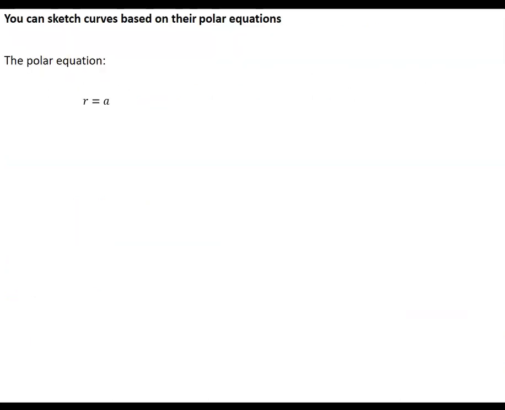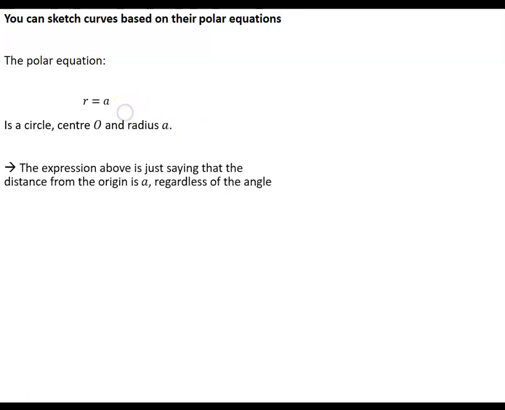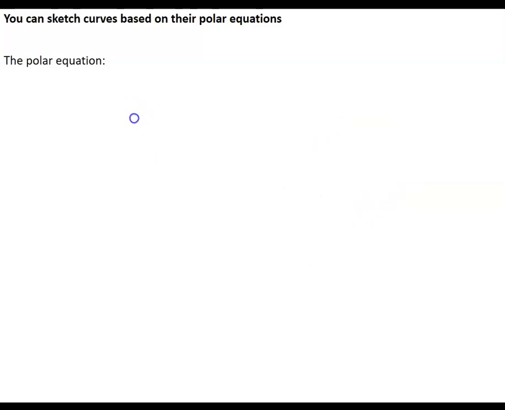So we can also sketch curves based on their polar equations. The polar equation r equals a, where a is some real number, is just a circle with the centre at the origin and radius a. The polar equation theta equals a, where a is some real number, is a half line starting at the origin and making an angle of theta with the x-axis.